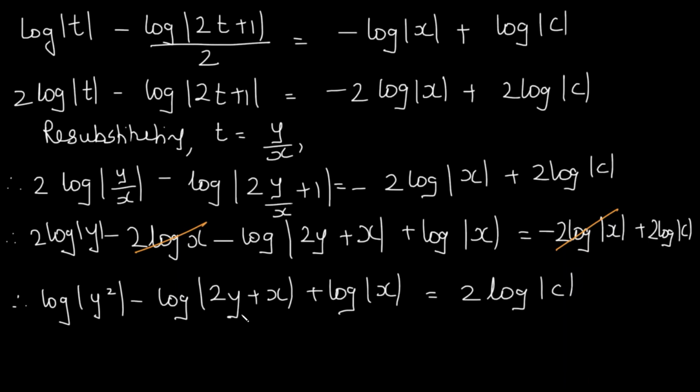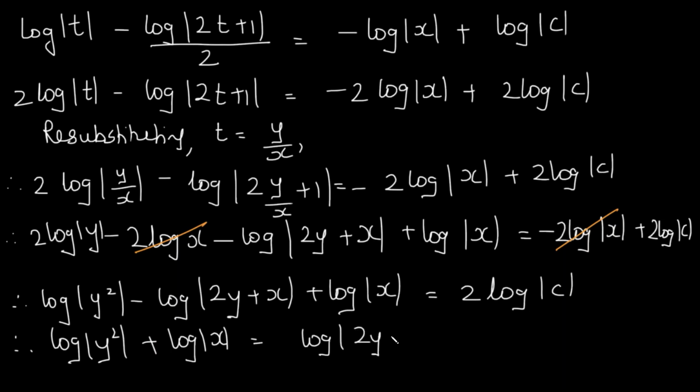Now let us make all the terms positive. So we take this negative term and send it to the RHS. So we get log y square plus log x is equal to log of 2y plus x. It went to the RHS and became positive, plus 2 log c. Now 2 log c can also be written as log c square, just like we did over here. Now we wrote 2 log y as log y square. We'll write this as log c the whole square. So let me write this over here as log c square.